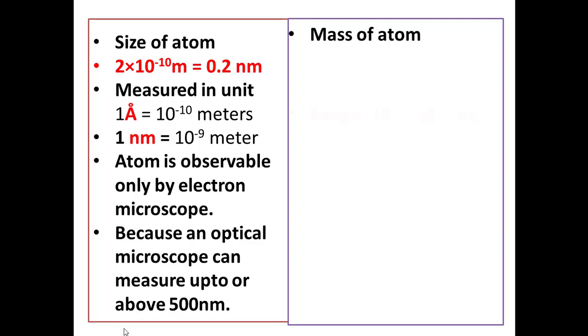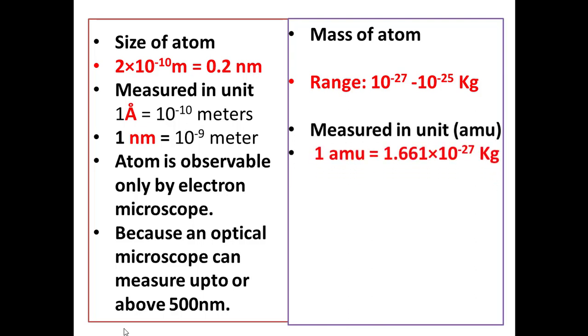When we talk about the mass of an atom, the range for the mass of an atom is 10^-27 to 10^-25 kilogram. So the measurements were very difficult in this unit. So another unit was introduced for the measurement of the mass of an atom, that is AMU. 1 AMU is equal to 1.661 × 10^-27 kilogram.